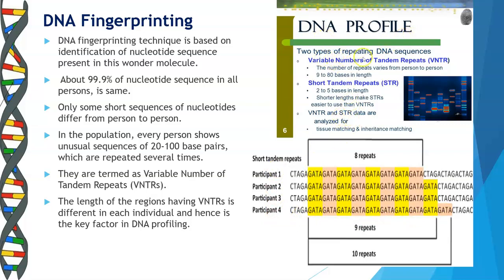So in our DNA profiling, we have 2 types of these sequences, that is variable number of tandem repeats, VNTRs. The number of repeats varies from person to person. It's just 9 or maybe up to 80 bases in length. And the short tandem repeats, which you just saw, are just 2 to 5 bases in length. Now, both these are used for analyzing data, tissue matchings, and also to understand inheritance patterns.